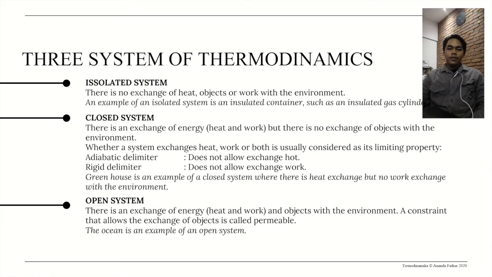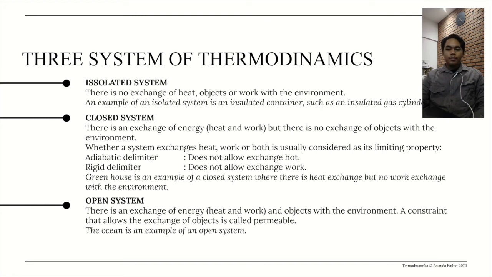Closed system. In the closed system, there is an exchange of energy, which is heat or work, but there is no exchange of matter with the environment. Whether a system exchanges heat, work, or both is usually considered as its limiting property. The limiting property is an adiabatic delimiter or rigid delimiter. The adiabatic delimiter does not allow exchange of heat, and the rigid delimiter does not allow exchange of work. A greenhouse is an example.